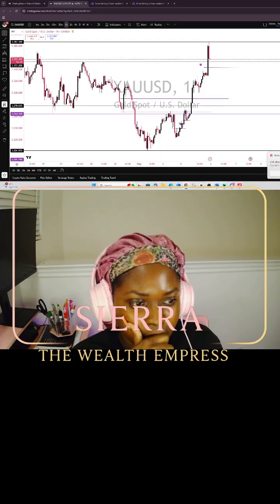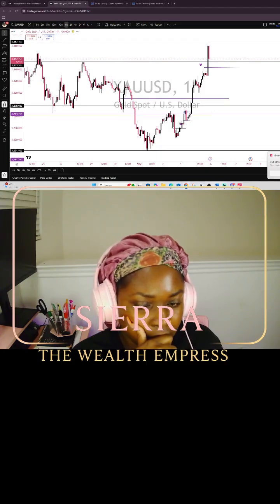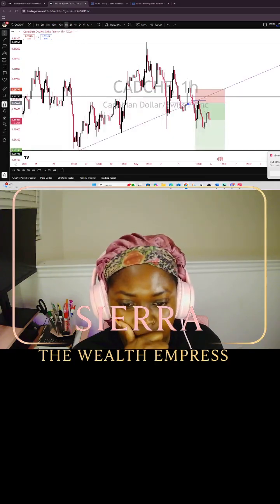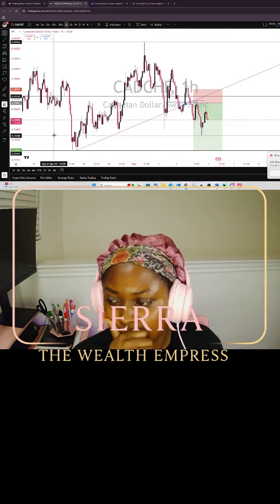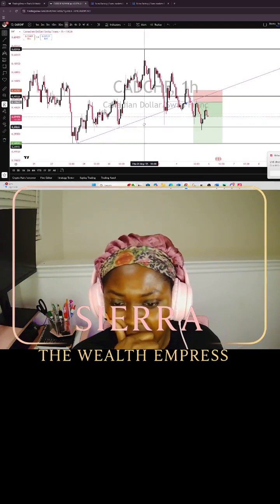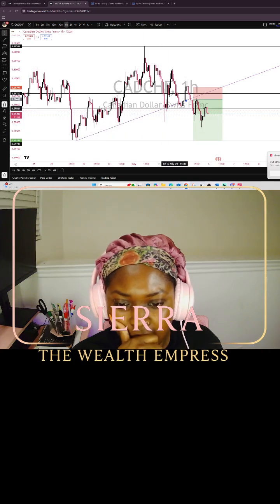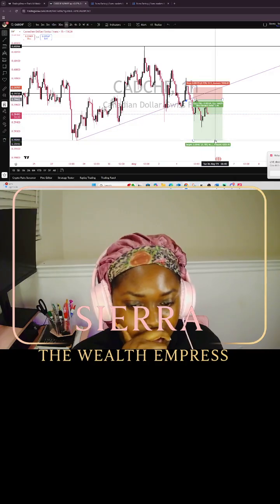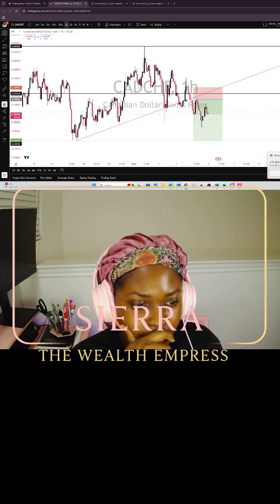We got an alert set on gold. CAD/CHF came underneath this trend line and it gave me a retest. So I am in this, just taking it down to the low.